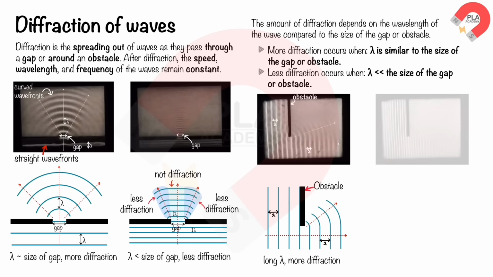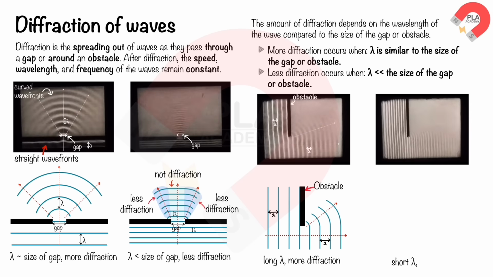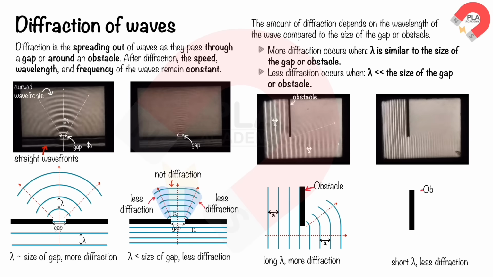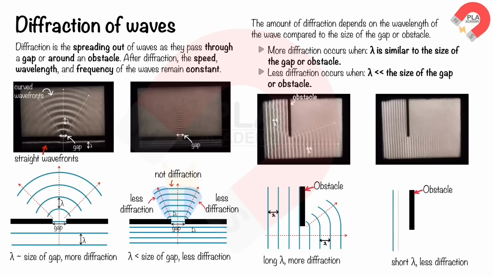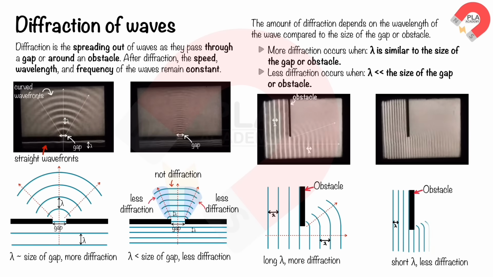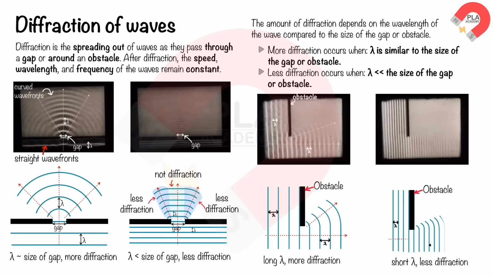When the wavelength decreases, the amount of diffraction decreases. Draw an obstacle. Draw the straight wave fronts of waves with wavelength lambda. Draw the diffracted wave fronts that spread out around the edge of the obstacle.